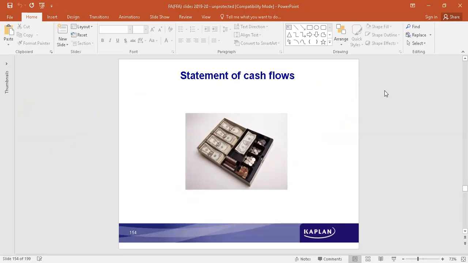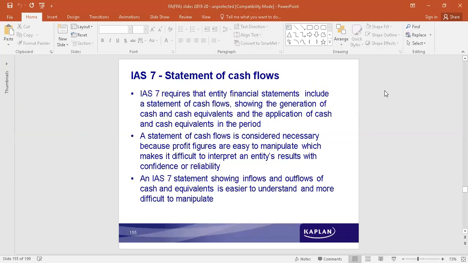The fourth financial statement is the statement of cash flows. IAS 7 talks about statement of cash flows. Let's see how to prepare the statement of cash flows. See, the first two financial statements that are prepared, that is the statement of financial position, balance sheet, and the statement of profit and loss, income statement.